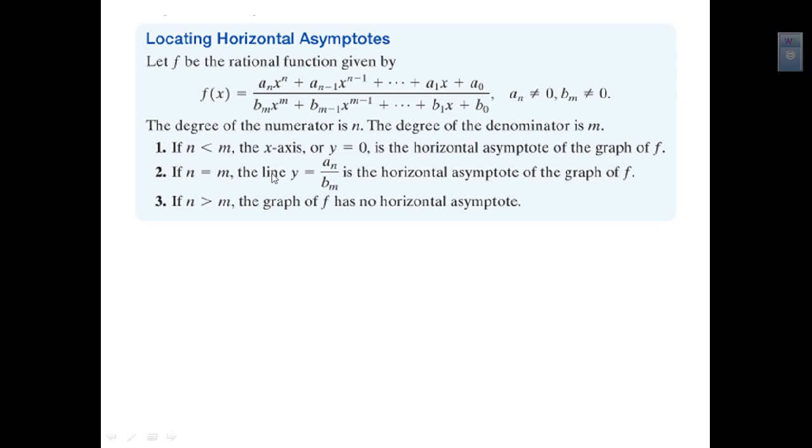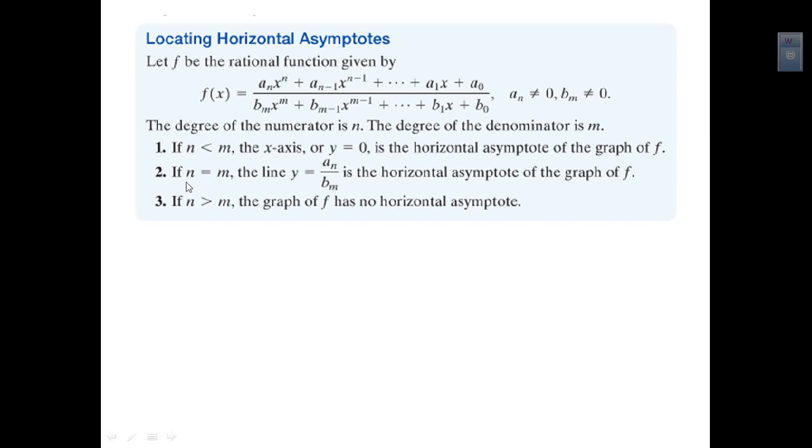So here are the three rules. You need to remember these because these will come back if you take calculus. If the power on top is less than the power on the bottom, or the degree on the bottom, the x-axis, or y equals 0, is the horizontal asymptote of the graph of f. So if the degree on top is less than the degree on the bottom, the x-axis, or y equals 0, is the horizontal asymptote. That's one rule. You should be able to look at it and determine it.